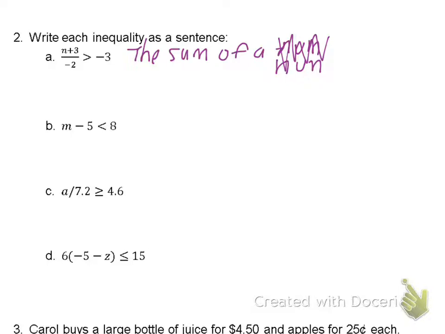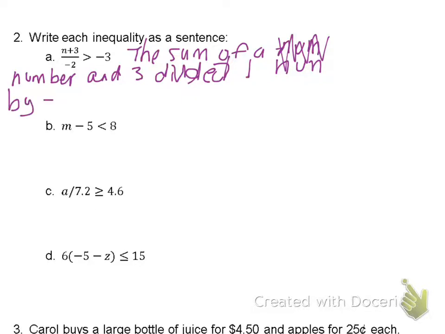The sum of a number and 3, and then that is divided by, because it's a fraction, divided by -2 is greater than, we're looking at the greater than symbol, -3. So we have a greater than symbol here.